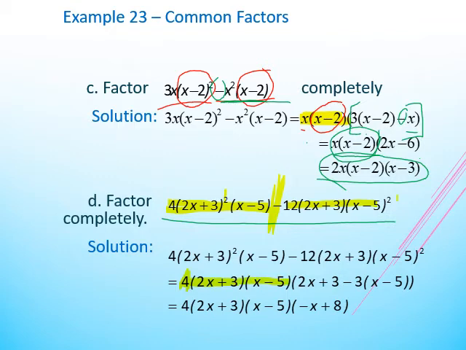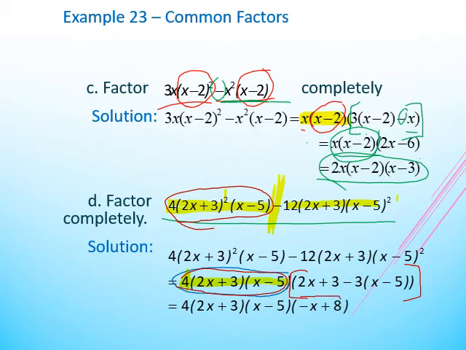Now, this is our common factor, and we will take the rest of the values to be inside the brackets. Here, for the first term, if we take this common factor, the rest will be 2x plus 3 only. And if we take from the second term this common factor, the rest will be 3 times (x minus 5). Now it's easy to simplify this result to be 4 times (2x plus 3) times (x minus 5) times (minus x plus 8).